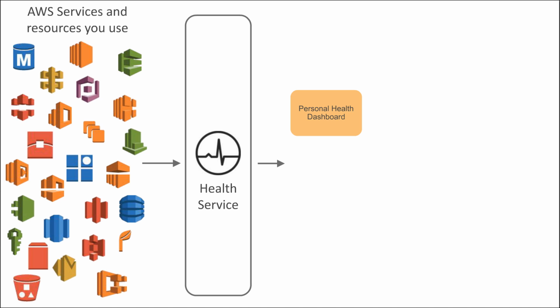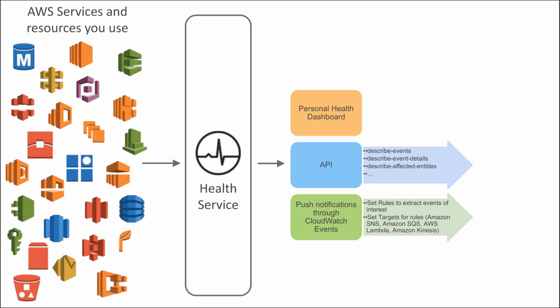One of them is a Personal Health Dashboard, a global console that customers can use to view events from all regions at a glance without having to toggle the region selection on the AWS Management Console. And a set of APIs to access the information in a programmatic fashion. We have launched 6 different APIs that can be used to create multiple types of applications.